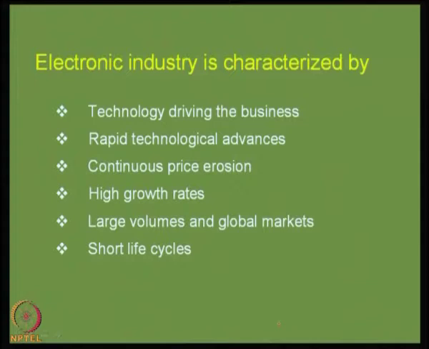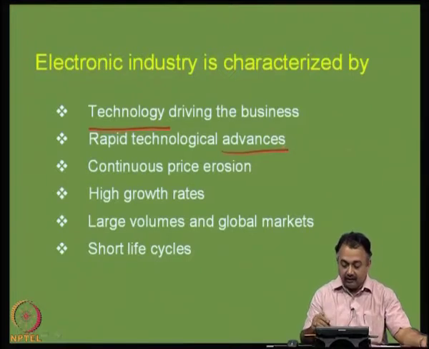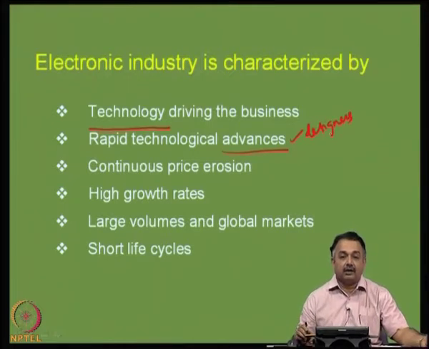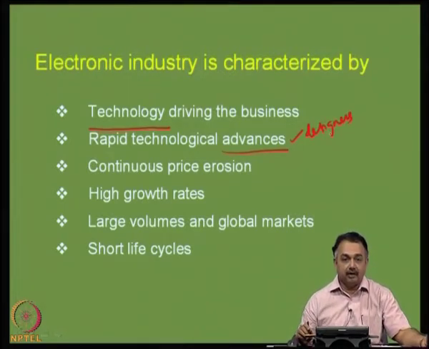So, the electronics industry is characterized by technology that is driving the business. You must know what is the technology that is being used in packages today, and you must see how and when you can use that technology. Is it commercially viable? Rapid technological advances take place because every 2 years there are new technologies, and every 5 years you can see one technology totally replacing other technologies. So, we need to keep pace with the advances, and the designers should really take note of these technological advances and incorporate them into the product design.